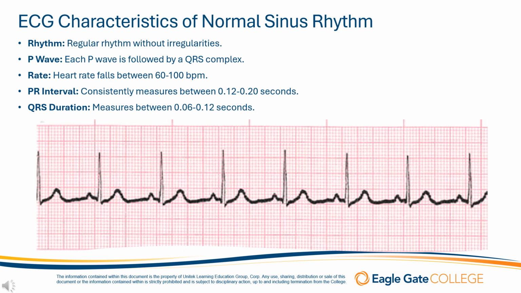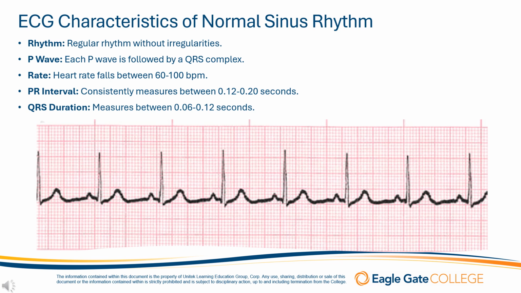The heart rate ranges from 60 to 100 beats per minute. This rate is considered normal for adults at rest and ensures that the body receives an adequate supply of oxygenated blood. A rate below 60 beats per minute is called bradycardia, while a rate above 100 beats per minute is called tachycardia. Both of those conditions would indicate underlying cardiac issues or physiological responses that might require further evaluation.